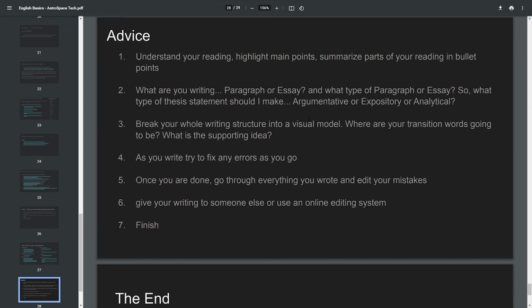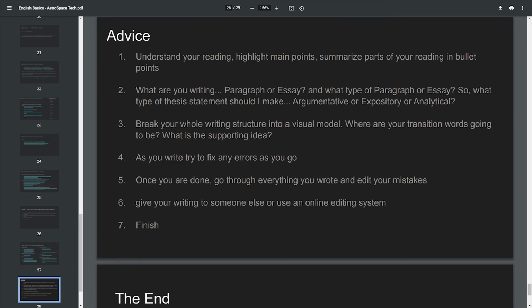So this is my advice anytime you're writing. This is breaking down everything you should do. First thing is understand your reading, highlight main points, summarize parts of your reading in bullet points. What are you writing? Paragraph or essay, and what type of paragraph or essay? So what type of thesis statement should I make? Argumentative or expository or analytical? Break your whole writing structure into a visual model. Where are your transition words going to be? What is your supporting idea?